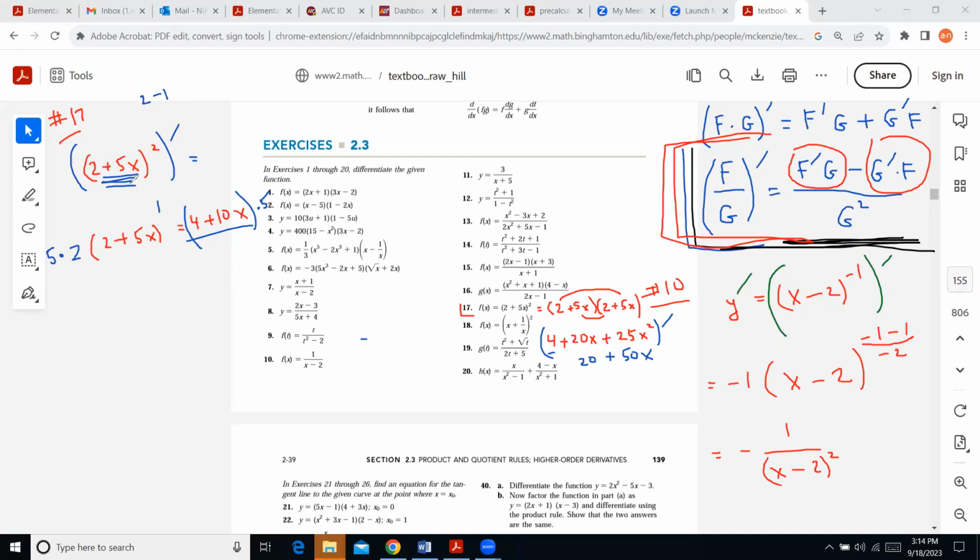And that's called the chain rule. So you take the outside function squared, and then you subtract 1 and you get 1. But then you take what's inside, that 2 plus 5x, and take its derivative. That gives you 5. And then when you times it all by 5, you will get the correct answer. 4 times 5 is 20 plus 10 times 5 is 50 times x, and that's exactly what is supposed to be. And that's why it's called the chain rule.